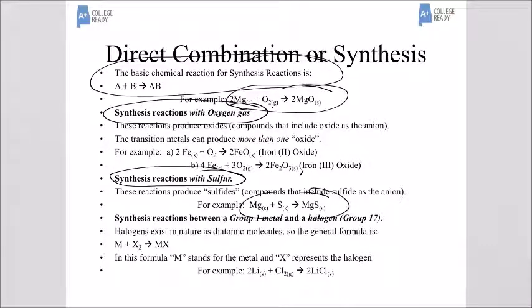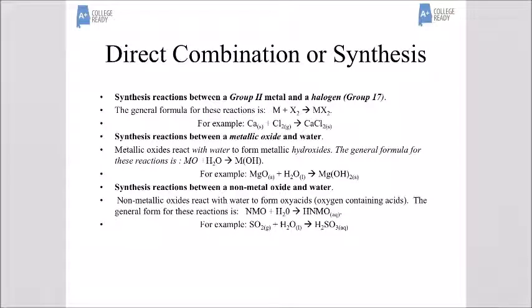There are synthesis reactions with group 1 metals and halogens. For example, we might react lithium and chlorine gas to make lithium chloride. You could do the same with a group 2 metal and a halogen, calcium plus chlorine to make calcium chloride.